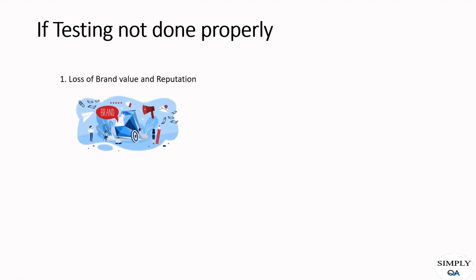One among them is loss of brand value and reputation, right? In the previous example we saw an example of iPhone, right? It is one of the famous brands, but assume that particular phone is not working and it's showing some issues or defects, so obviously that brand value will go down and the reputation of iPhone will go down, right? This is one of the major drawbacks for that particular company.